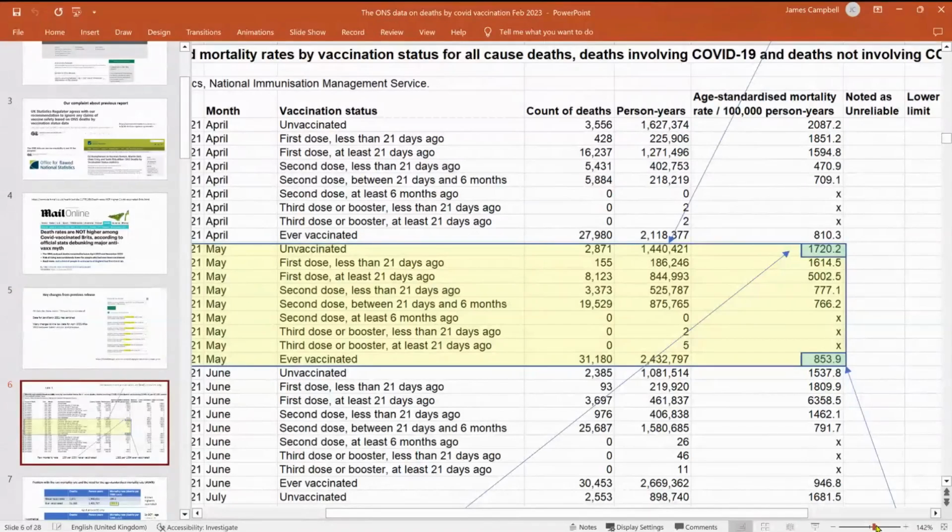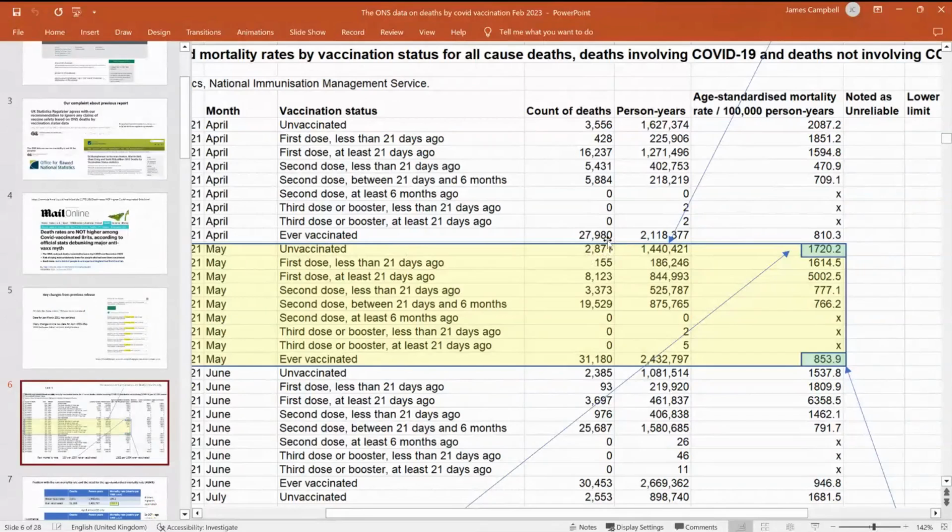Now, if you look at, for example, I've highlighted there the May 2021 figures. So you can see that for the unvaccinated, there were 2,871 deaths. And they give this person years. Now, people have been asking me, it's very confusing what this person years is, because normally you would just want to know how many people were there in that category. So what's this person years?